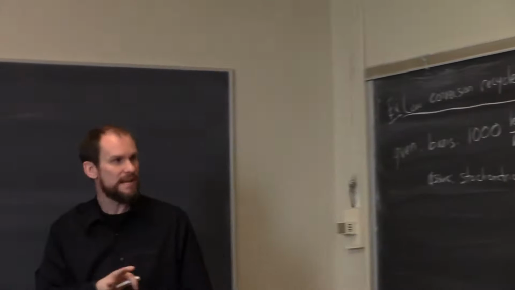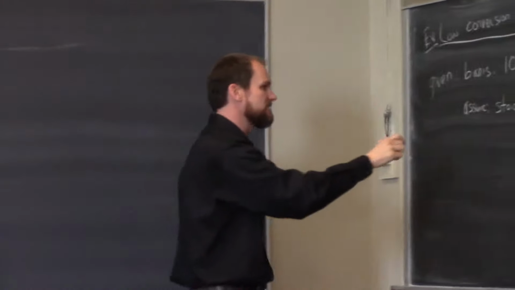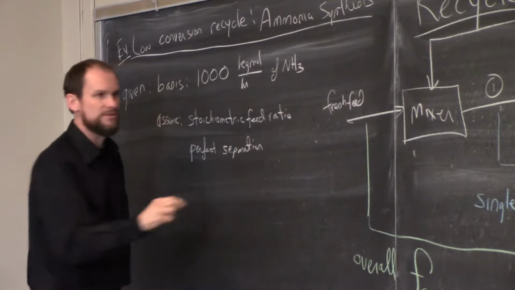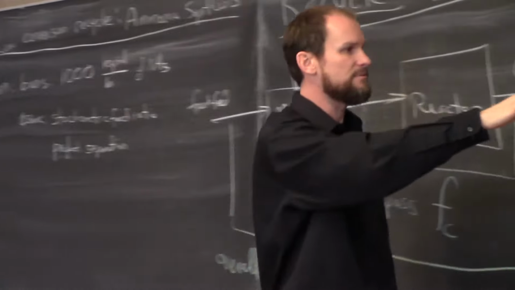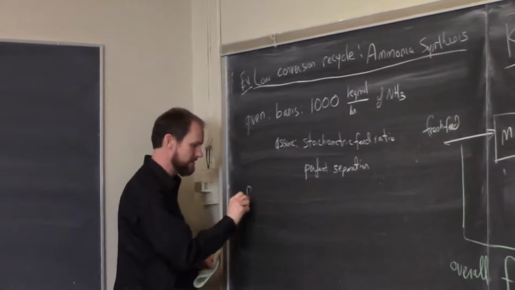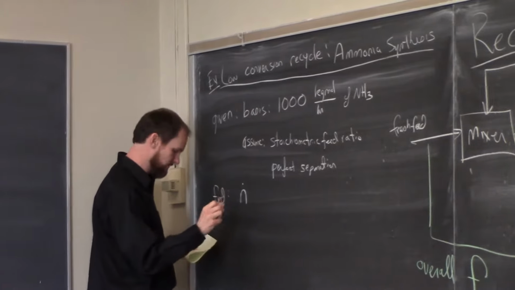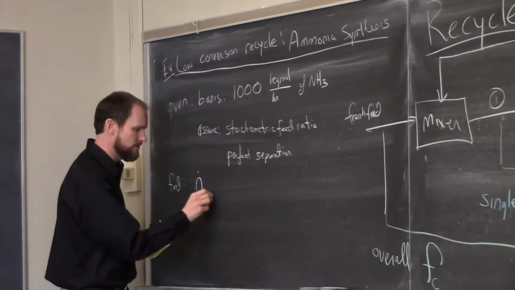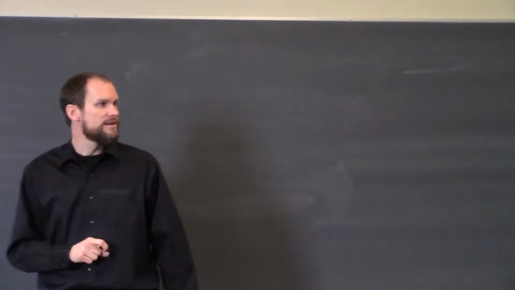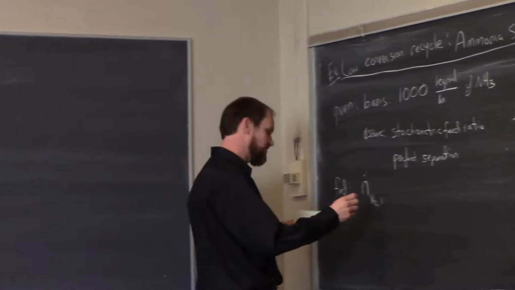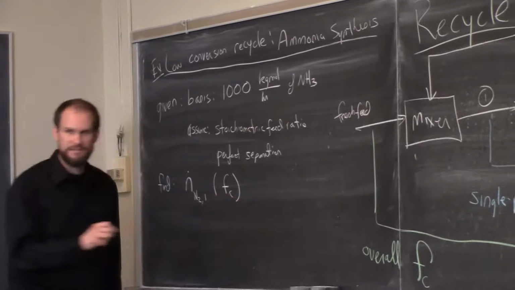The other thing, to make this as simple as possible, is I want to make the separator really easy. So let's assume we have a perfect separation. So let's assume all the ammonia comes out as the product, and all of the unreacted nitrogen and hydrogen we can separate out and recycle. All right, so what I want you to find is the molar flow rate of N2 in stream 1. So how much nitrogen actually goes into the reactor. And I want you to find that as a function of the fractional conversion.